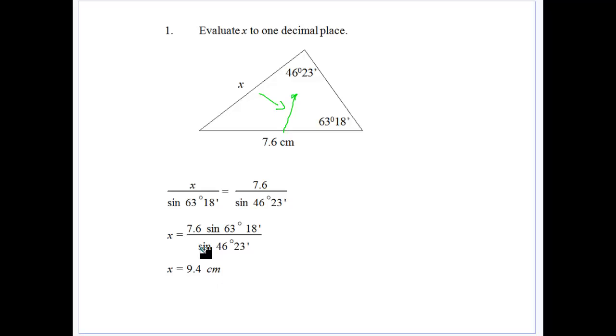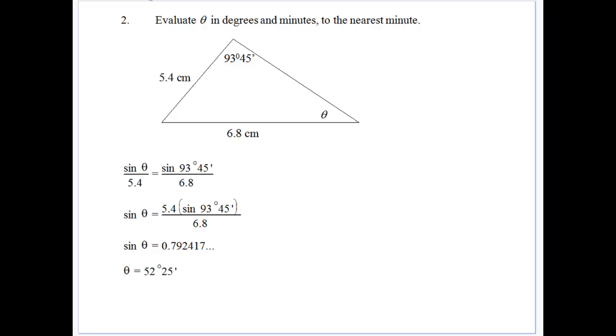So it's really a case of making sure we get the right rule depending on the data we're given. So this time we've got 93 degrees 45 minutes, we've got theta, and they're both opposite sides that are given. So again, sine rule there. So sine theta on 5.4 equals the sine of 93 degrees 45 minutes on 6.8. Again, we can put that in, multiply through by 5.4, get the expression there, calculate it, and take inverse sine, shift sine to do that, and we'll get an angle of 52 degrees 25 minutes, which sounds reasonable because it's less than 93 in that situation. So again, applying the sine rule because that's the data we're given.